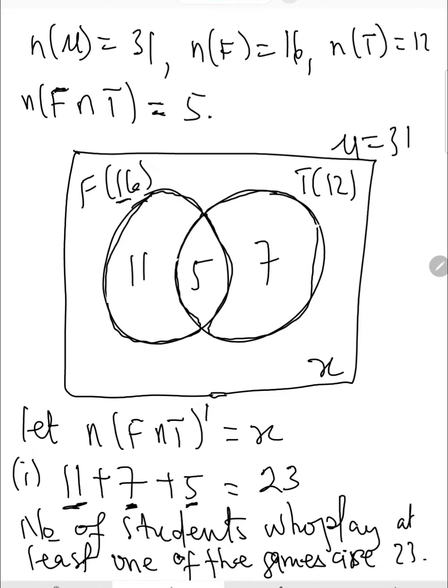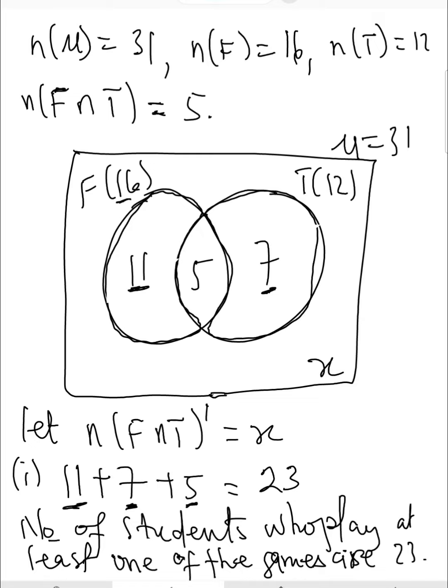Now I want to ask this question. What if the question said we should find the number of students who play only one game? Then only one game will be those who play only football and those who play only table tennis. So just add 11 to 7 and you get 18. So those who play only one game are 18 students.